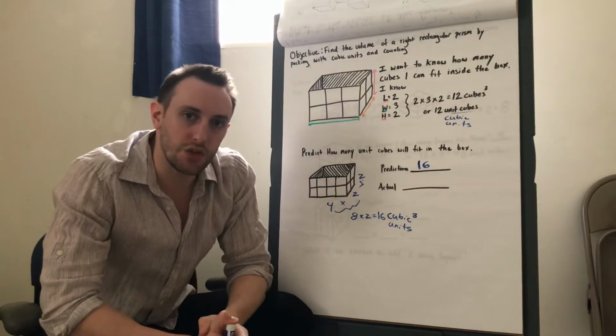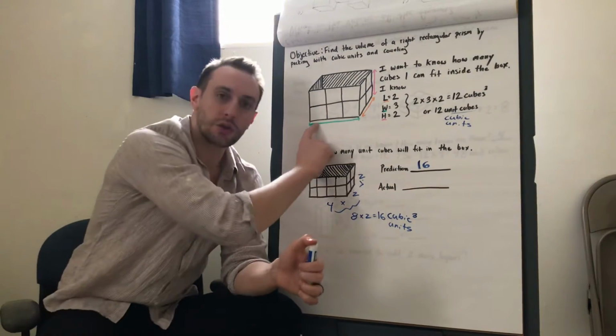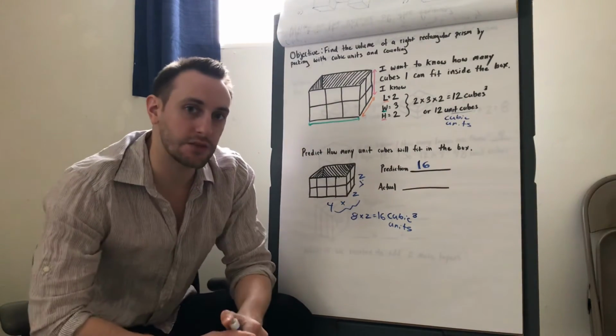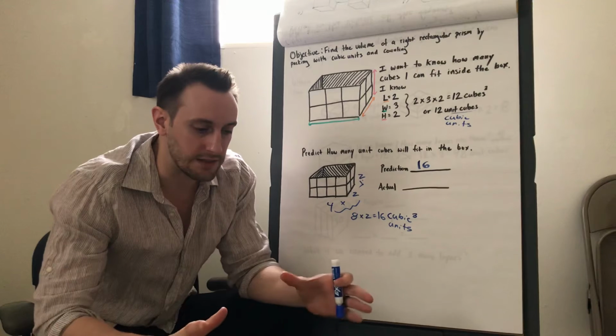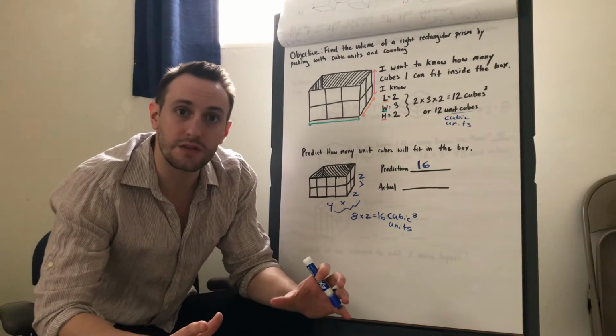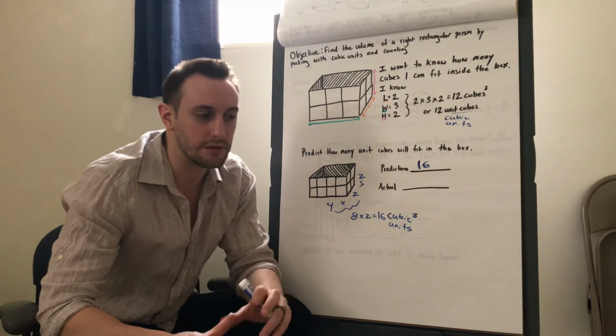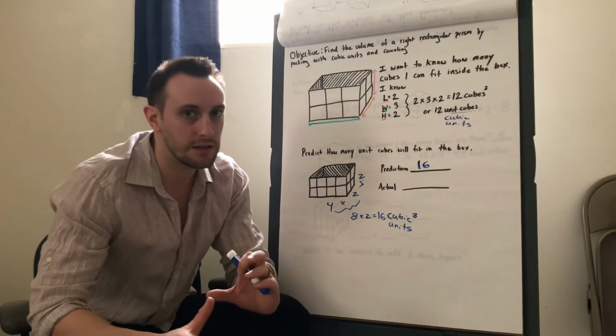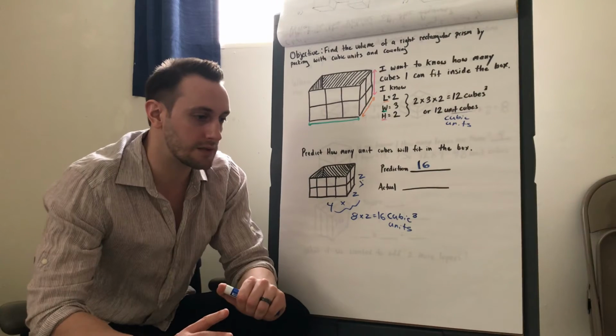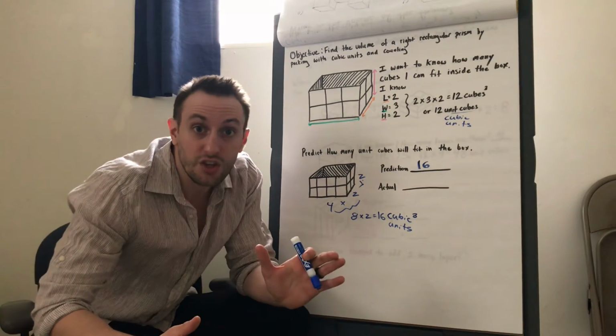You only say cubic units if there is no unit given to you. So for example, yesterday we found a box that was labeled in inches. So if they give you inches, then you say inches cubed. If they give you feet, then you say feet cubed. If they give you yards, then you say yards cubed.